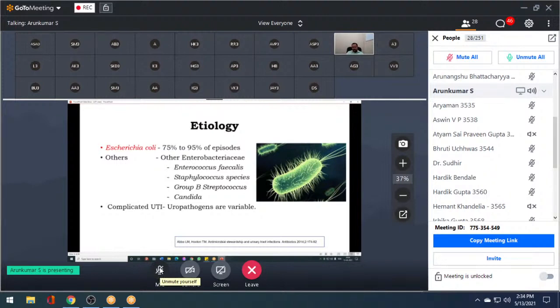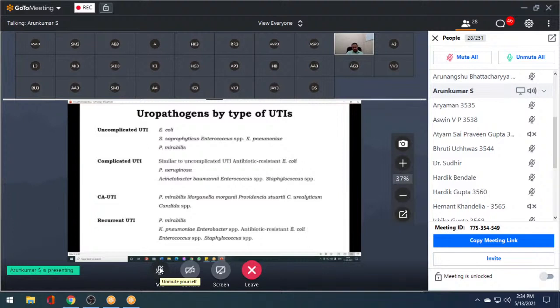With regard to complicated UTIs, based upon the scenarios, it varies. Like in our catheterized individuals, Staphylococcus saprophyticus may be common, especially in those with anatomical abnormalities. In a renal transplant individual, they are more prone to atypical organisms. So it varies according to the underlying cause in a complicated UTI, whereas in uncomplicated, E. coli and other Enterobacteriaceae are the most common organisms. So this is just something you should have read in microbiology already. What are the common organisms which cause UTI?